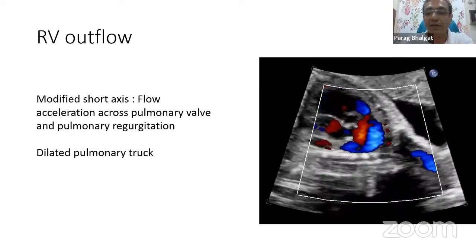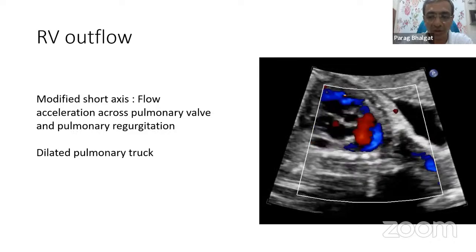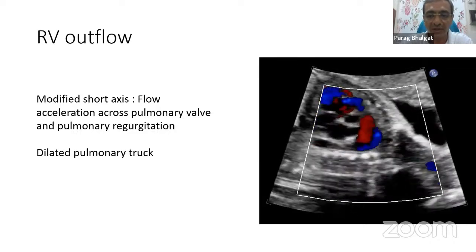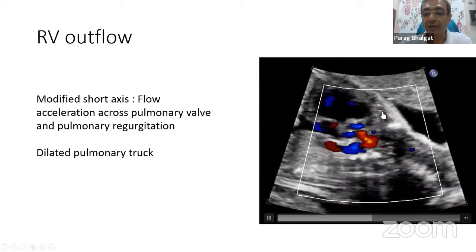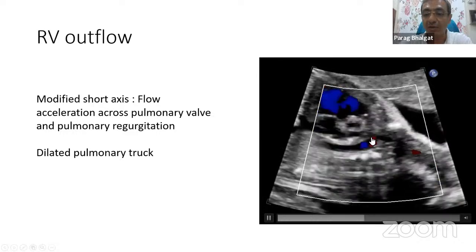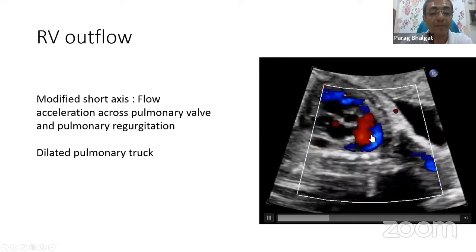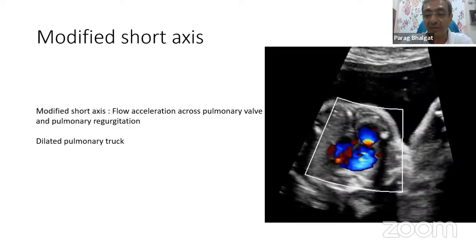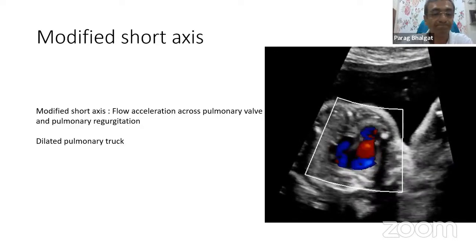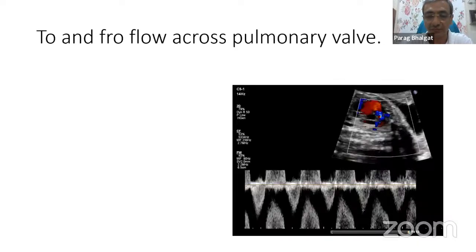This is a right ventricular outflow tract view showing both things, forward flow with flow acceleration and pulmonary regurgitation, both seen in one plane. The trickle of flow that we can see is the PR and the forward flow is PS. Main pulmonary artery is dilated. Same in a short axis view, forward flow and flow reversal. So this is the forward flow and this is the flow reversal across pulmonary valve.